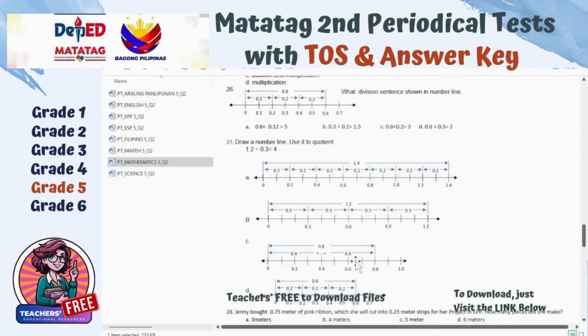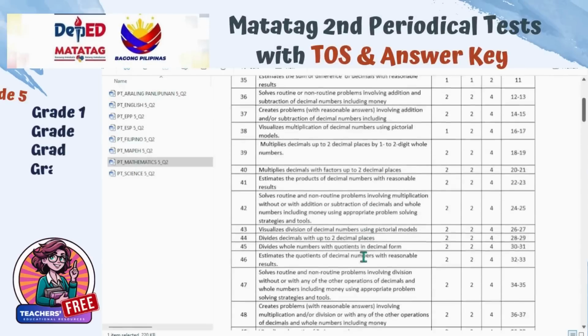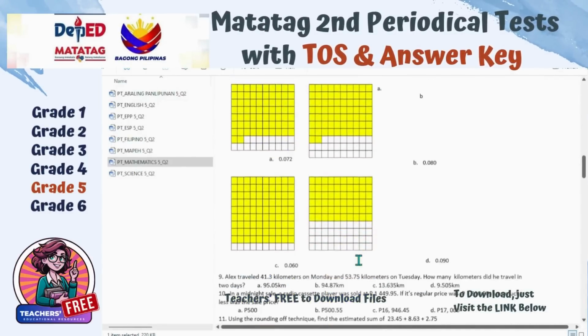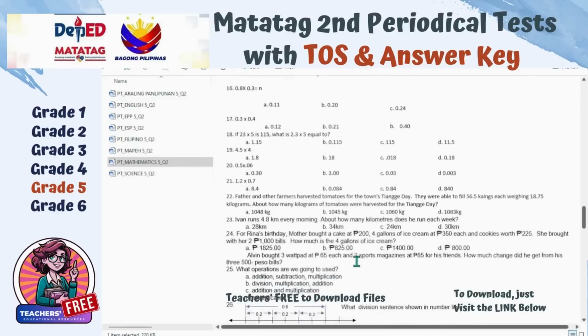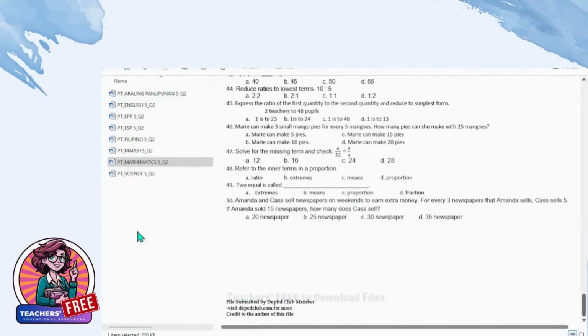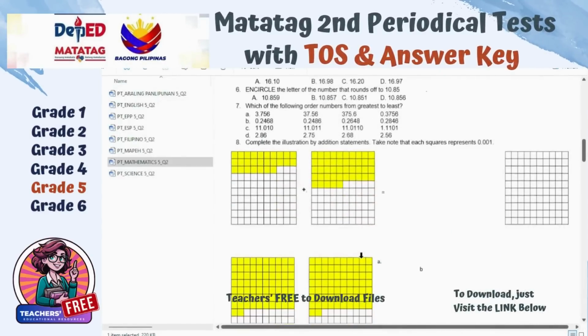For multiplication and division, you'll visualize and solve problems with decimals up to 2 decimal places and whole numbers. You'll estimate products and quotients and solve real-life problems. You'll also learn about ratios, how to express, simplify, and find equivalent ratios, and understand proportions.